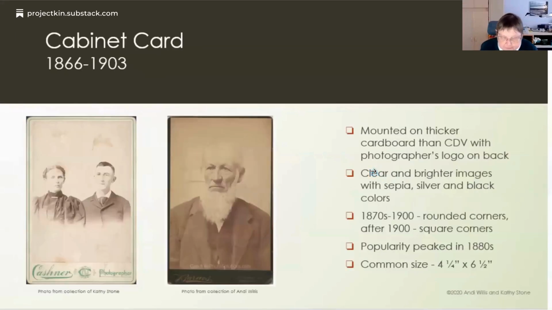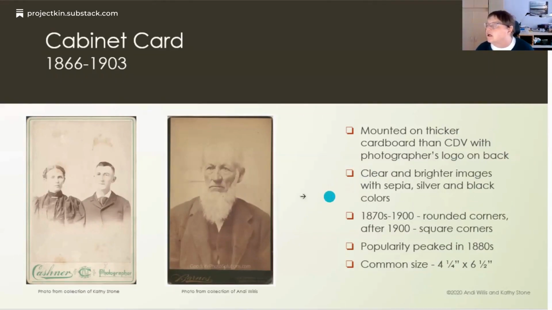Cabinet cards. They came around when the carte de visites were waning in popularity, and these became more popular. They were bigger. You can't tell that from these, but they were, about 6x4. A lot of them are portrait orientation too. So they were a much larger card.